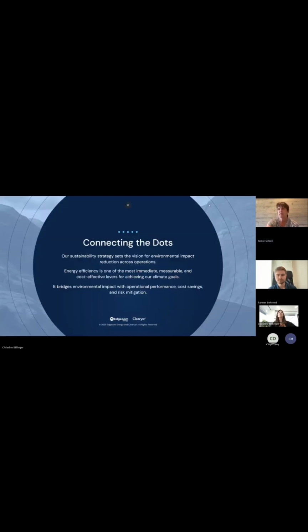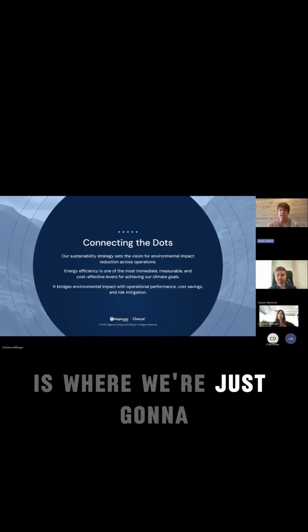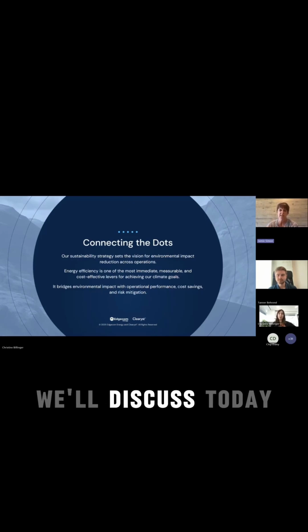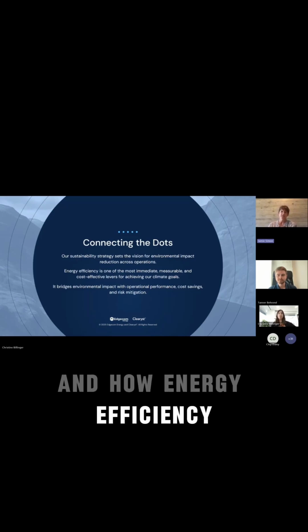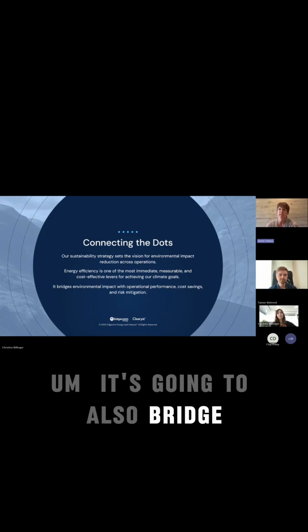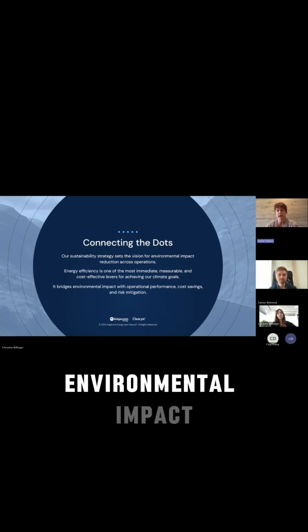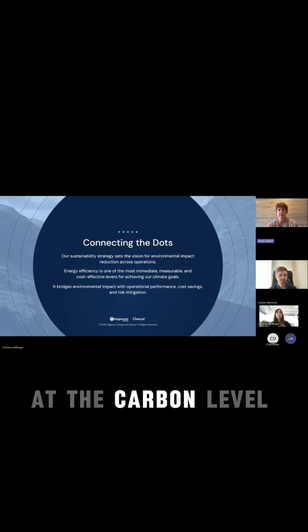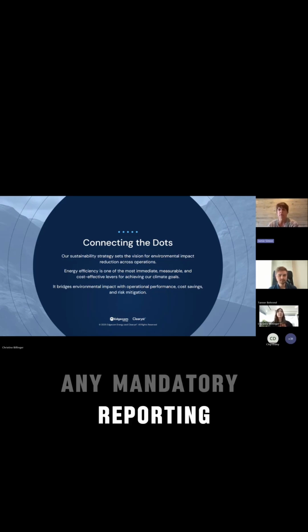Next slide. So this is where we're just going to connect the dots from that larger strategy to the solution that we'll discuss today, and how energy efficiency is one of the most immediate, measurable, and cost-effective levers for achieving climate goals. It's also going to bridge the gap between your environmental impact and your cost savings, and avoiding risk at the carbon level, especially if there's any mandatory reporting happening.